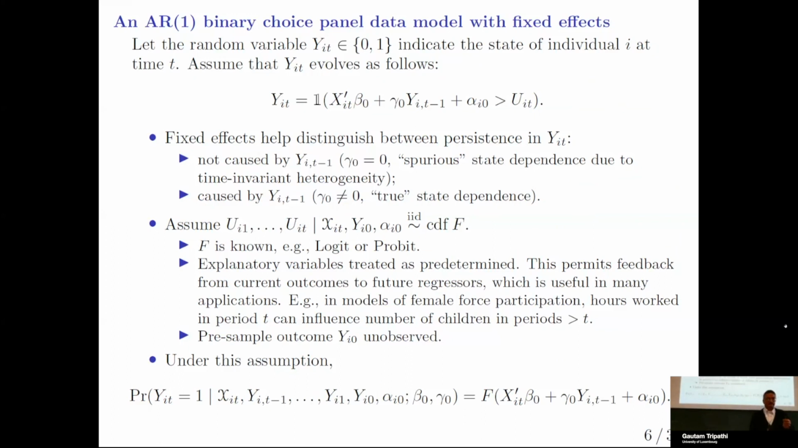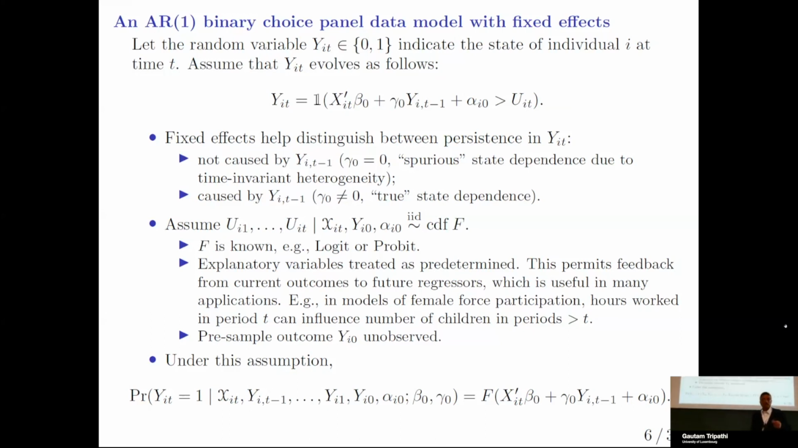So this random variable tells you the state of this individual at a particular time, and the x's are additional explanatory variables, and the alphas are fixed effects, these unobserved characteristics. For example, if you think of y as the state of employment, alpha could be, for example, your ability.